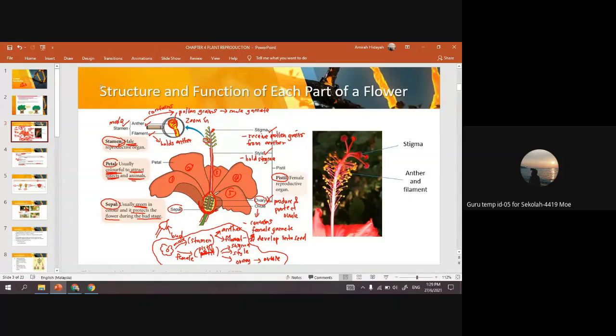Let me repeat. For male, the reproductive organ is called stamen and it consists of anther and filament, right? For female, the reproductive organ is called pistil, and it consists of stigma, style, ovary. You may take time to memorize all these because you are not familiar with the names, right? It's okay, just slowly remember.